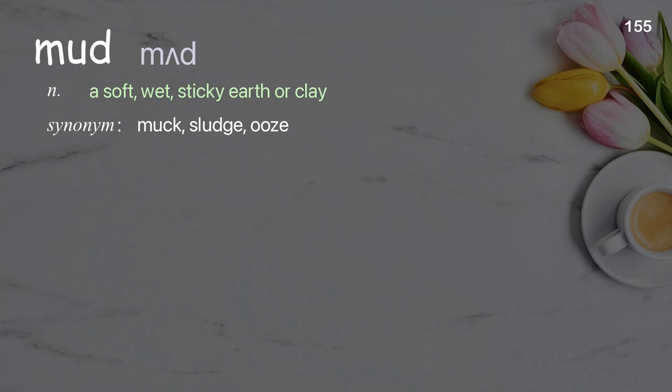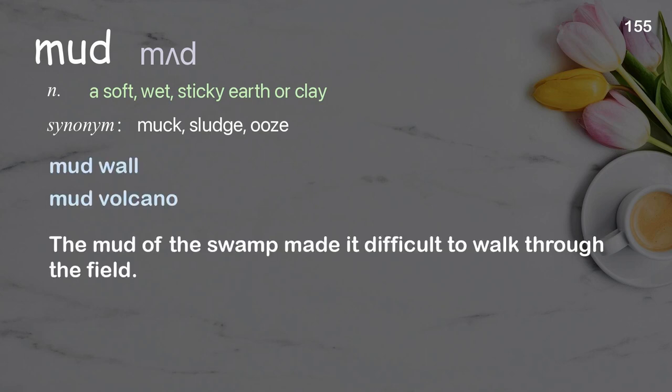Mud. A soft, wet, sticky earth or clay. Examples. Mud wall. Mud volcano. The mud of the swamp made it difficult to walk through the field.